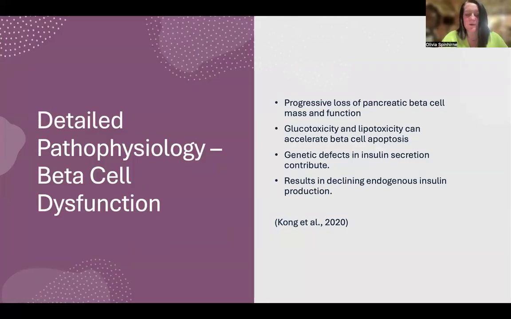The second major component is beta cell dysfunction. Over time, the pancreatic beta cells lose their ability to produce adequate insulin. Several forces contribute to this, such as glucotoxicity from chronic high blood sugar, lipotoxicity from excessive free fatty acids, and genetic factors. Beta cell decline is progressive, meaning that the longer someone has diabetes, the more likely they will need medication adjustments or even insulin.